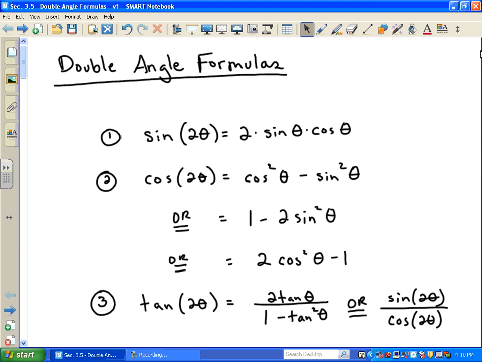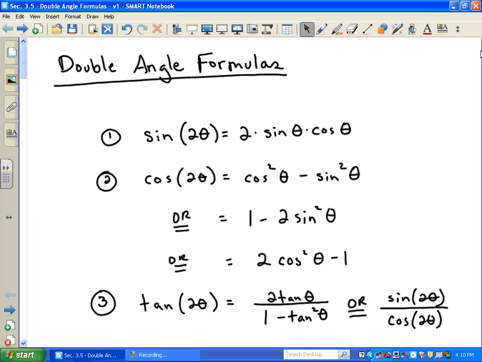I'd like to now look at double angle formulas for trig functions. These are used when we don't necessarily know the trig function values for the double angle, but we do know the trig function values for the single angle. There are three basic formulas that we will use. Several of these have different alternations if we want to use them.